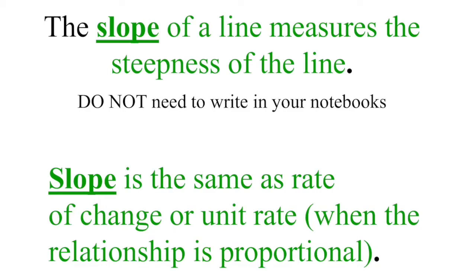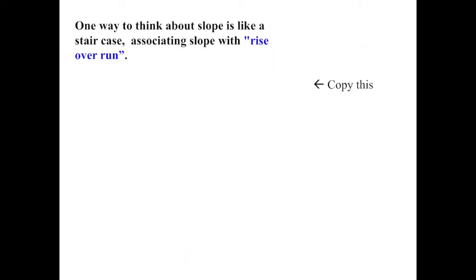The slope of a line measures the steepness of the line. Slope is the same as rate of change or unit rate when the relationship is proportional. One way to think about slope is like a staircase, associating slope with rise over run.